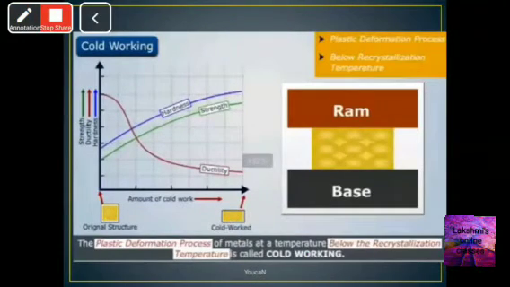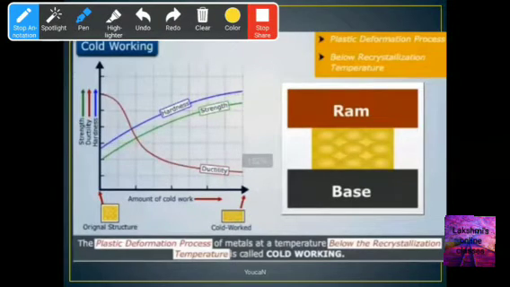Coming to the cold working process, this is the curve which is generated by the action of cold working. Here, this is the base.